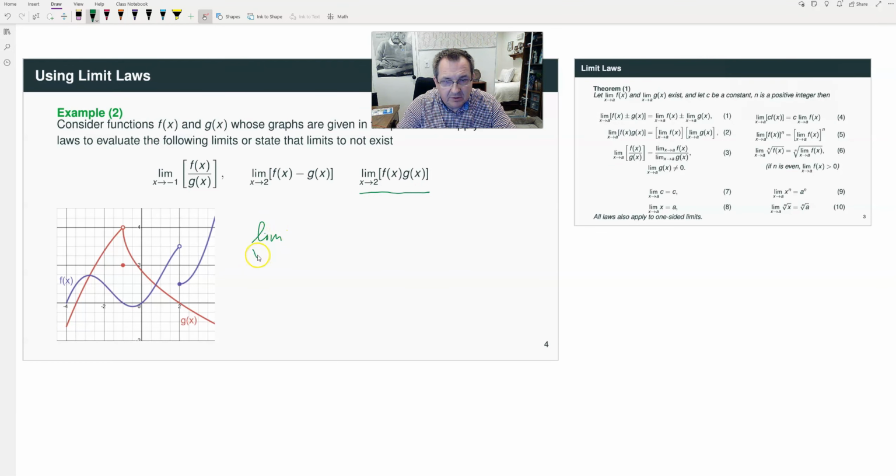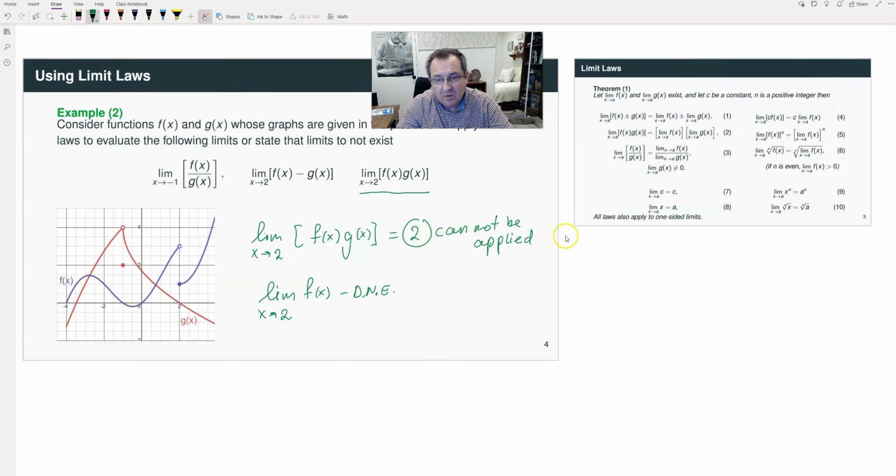If we look at that limit as x is approaching 2 of f of x times g of x, we realize that function g does not have a limit. Limit of function f of x does not exist. As a result, formula 2 cannot be applied. Indeed, formula 2 can be applied if both the limit of function f and the limit of function g exist, and this one doesn't, so we cannot use it.